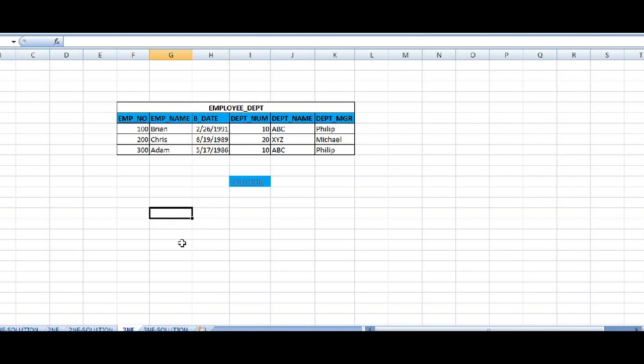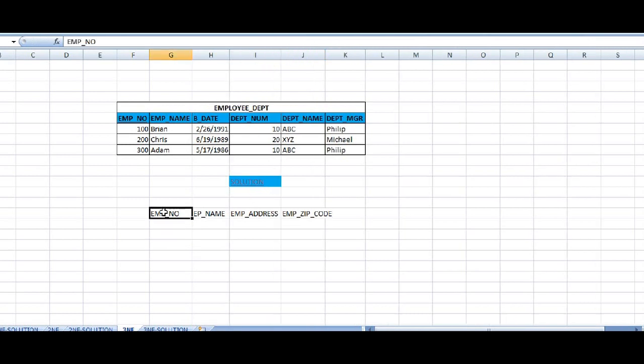Say I have a table where employee number is there, employee name is there, employee address is there, and employee zip code is there. Consider this as another employee table. Now see, and say this is the primary key of this table. So these are all non-primary attributes.